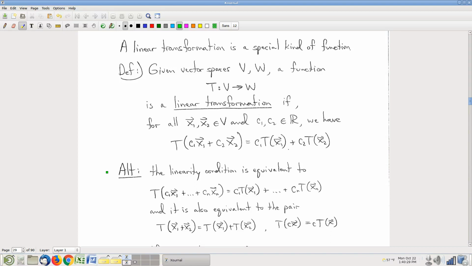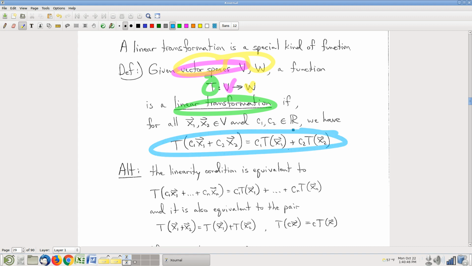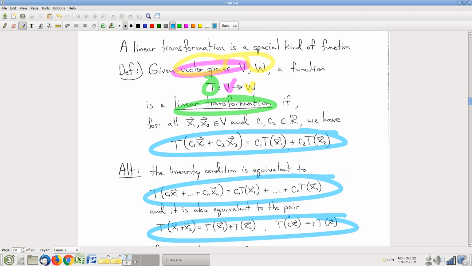So quick reminder, a linear transformation is a function. A few requirements. The domain has to be a vector space. The target has to be a vector space. And then lastly, we need to have this linearity condition satisfied. Remember that linearity condition can be expressed in any of three different ways here. Take your pick, they're all equivalent.